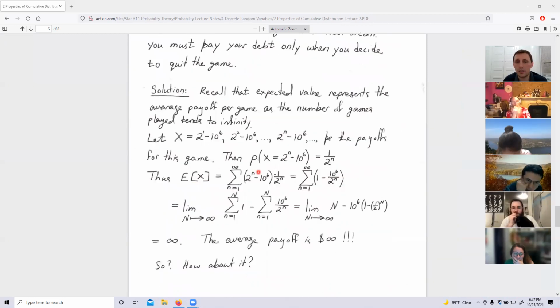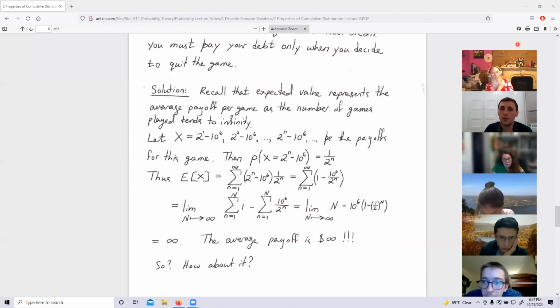And what's the expected value of that? Well, the expected value of it is the sum of (2 to the n minus 10 to the 6) times 1/2 to the n. And when you distribute the 1/2 to the n, what do you get? You get 1 minus 10 to the 6 over 2 to the n. And then if I partition it into a partial sum, this is the summation of ones minus a geometric series, right? This geometric series is just a finite number, whereas this is going to infinity. So what is this saying? It says that your expected value is infinity.